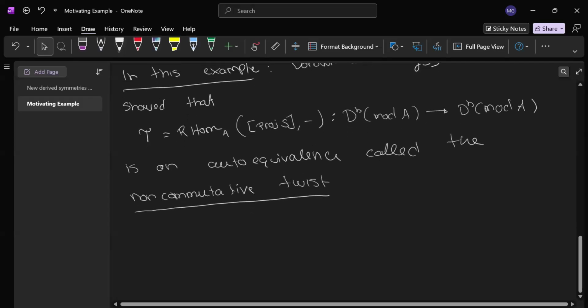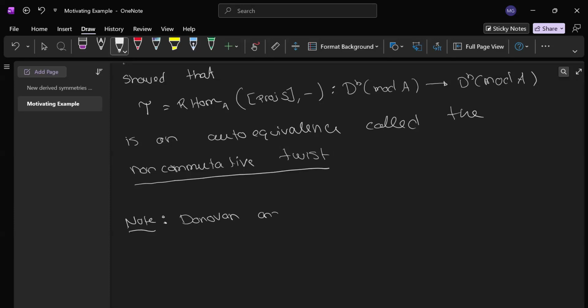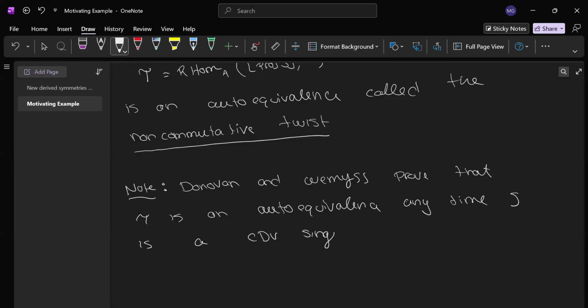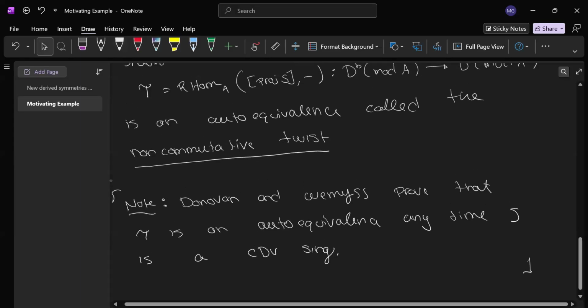And then maybe before I move on, I just want to have a quick note that actually Donovan and Wemyss prove this more generally. They prove that this functor T is an autoequivalence anytime the ring S is something called a CDV singularity. But we won't need to worry about this in this talk because we're only using this as an example. Okay.